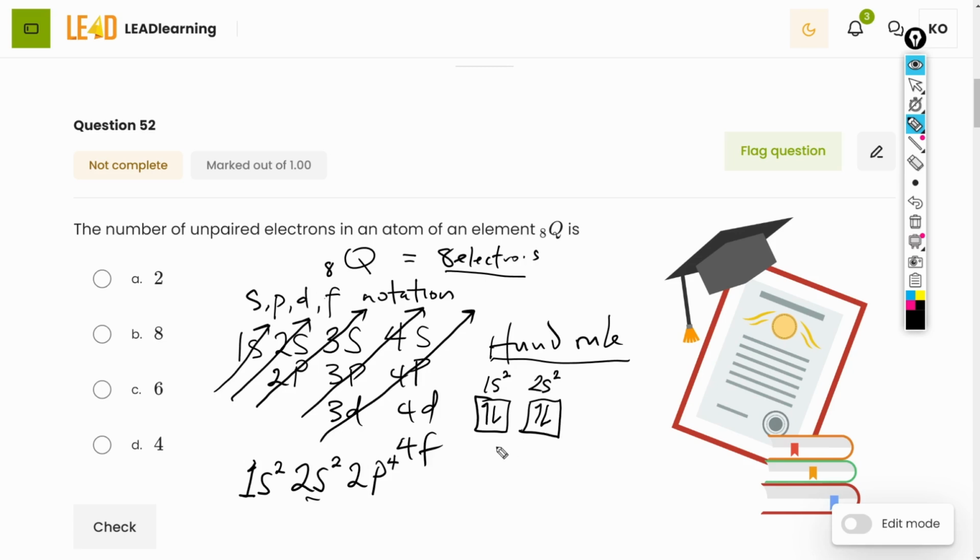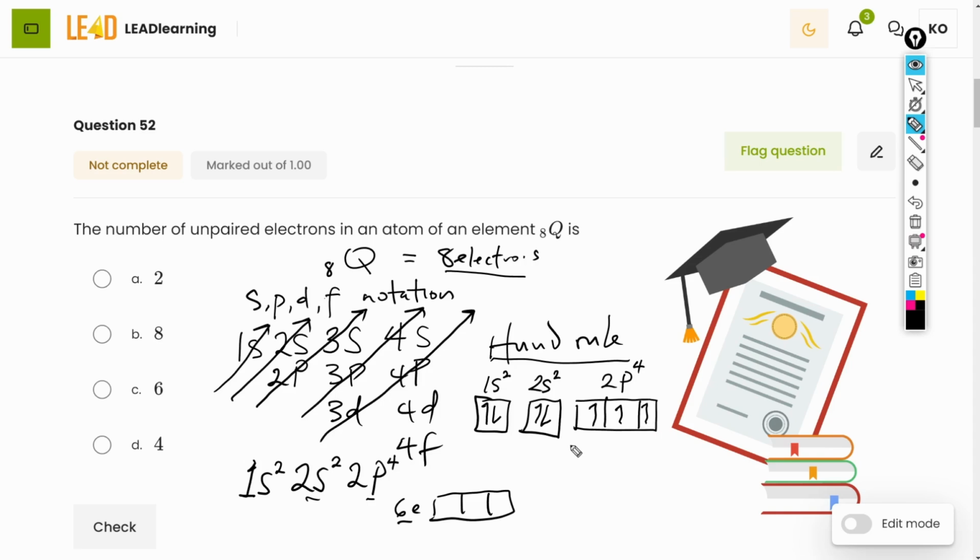Now the next orbital is the p orbital, and we said that the p orbital can accommodate a maximum of 6 electrons. That means if we split this, we're going to have 3 suborbitals. So 2p, but remember we have just 4 electrons in this case. Now applying Hund's rule, when these electrons occupy these suborbitals, they will do so singly. 1, 2, 3. All the suborbitals must obtain an electron before we can start pairing.